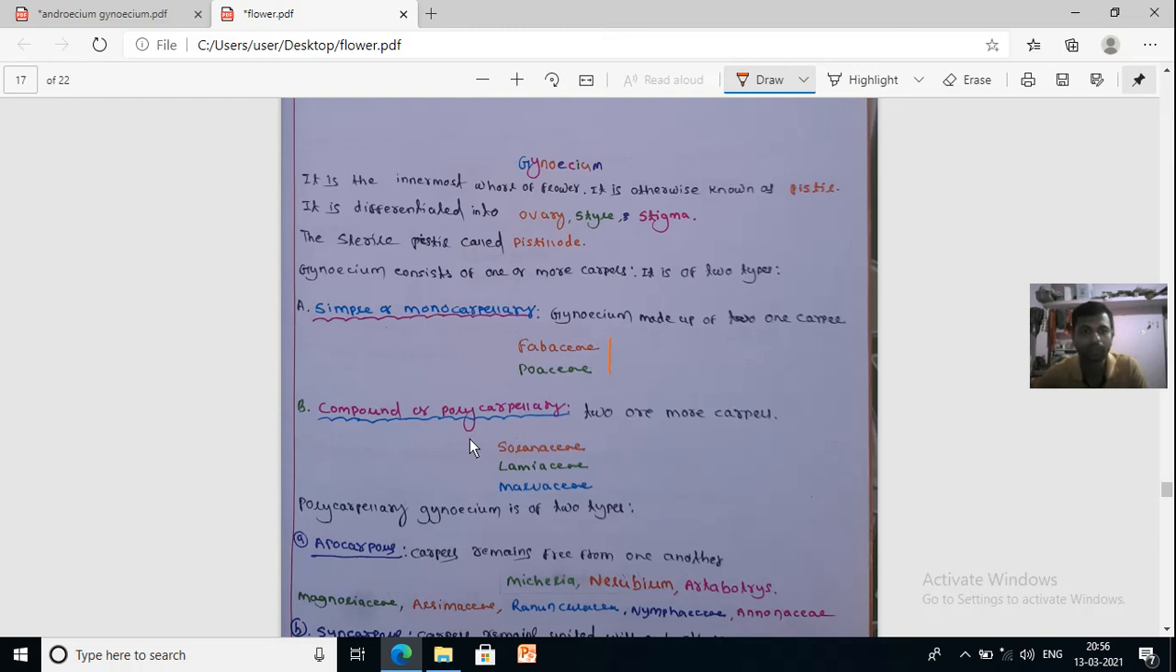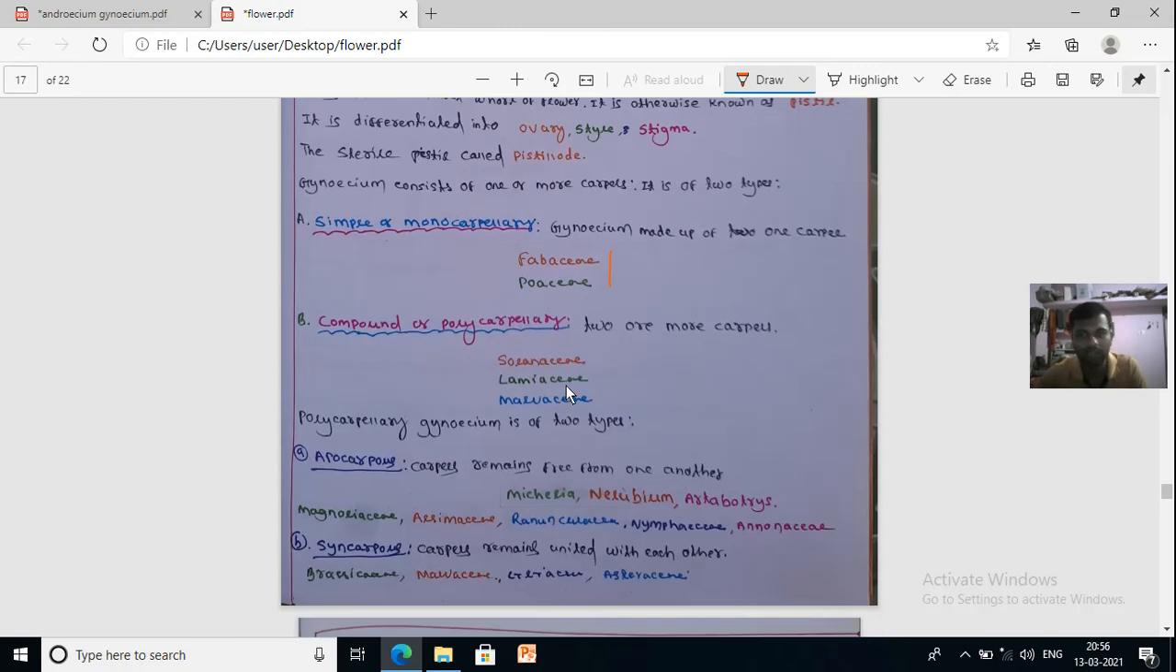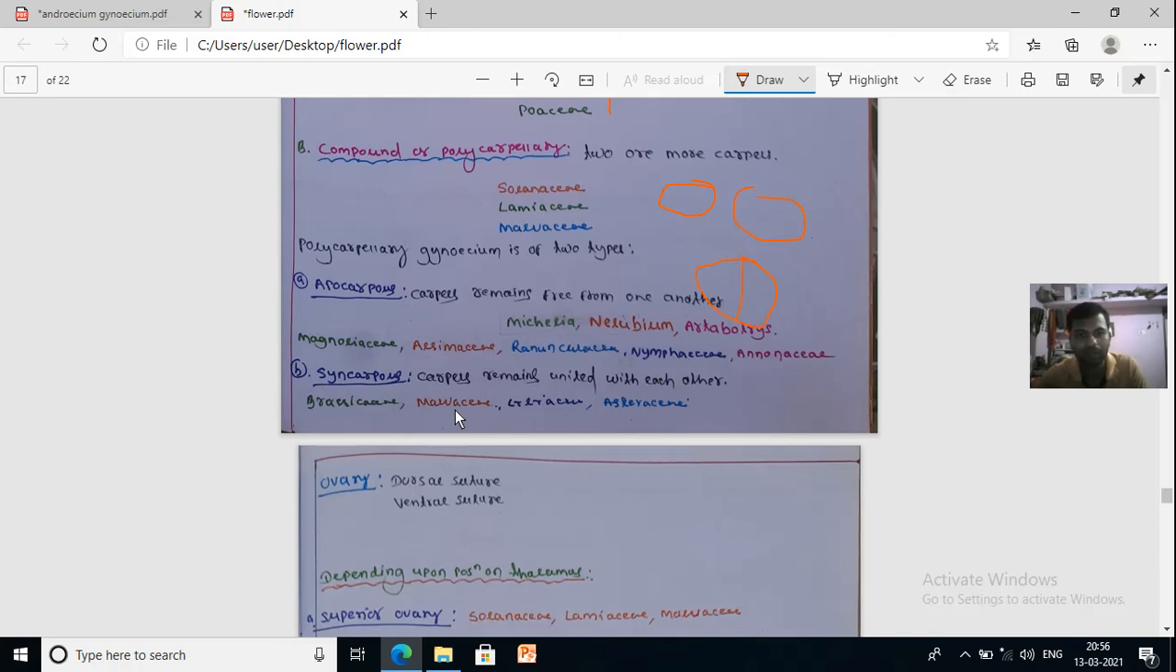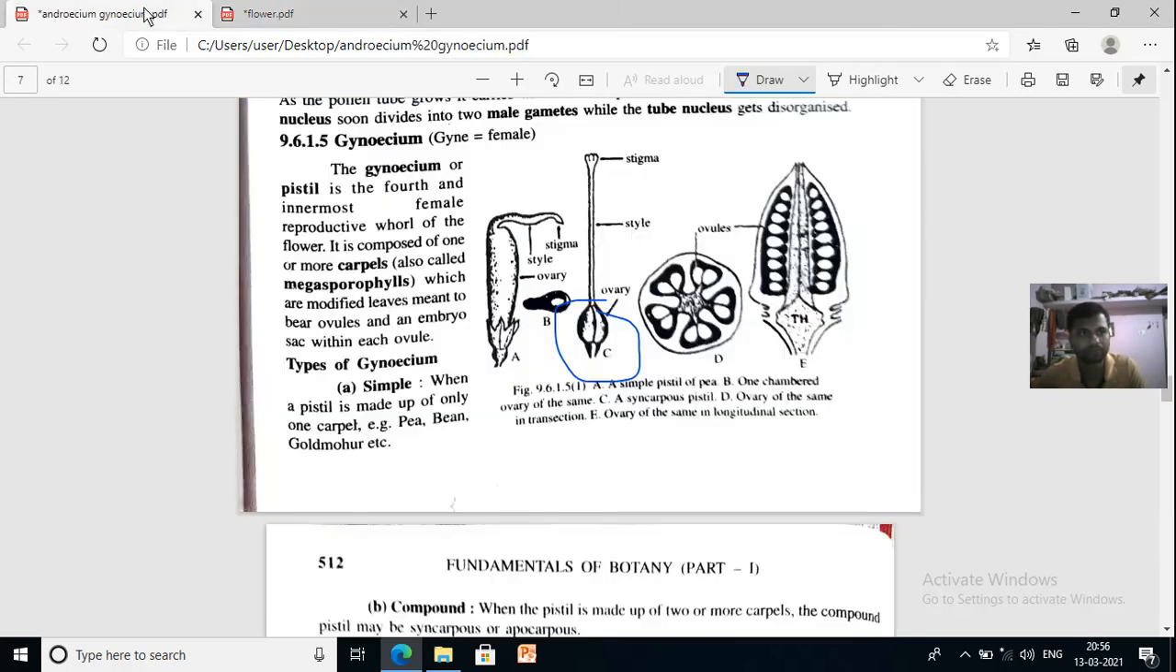When a flower has more than one carpel, it is known as polycarpellary, as in the families Solanaceae, Lamiaceae and Malvaceae. Polycarpellary gynoecium is of two types: apocarpous and syncarpous. Suppose we have a flower with two carpels. If the two carpels are free, it is known as the apocarpous condition. If the two carpels are fused, it is known as the syncarpous condition. Apocarpous condition is found in Michelia and Nymphaea, and syncarpous condition in Brassicaceae, Malvaceae, Asteraceae, etc. This is the syncarpous condition, and this is the apocarpous condition.